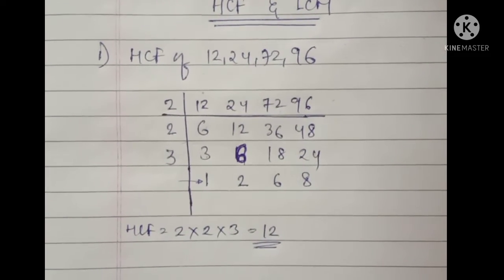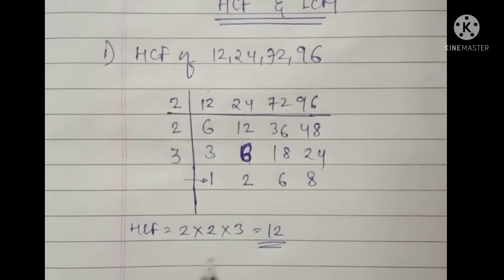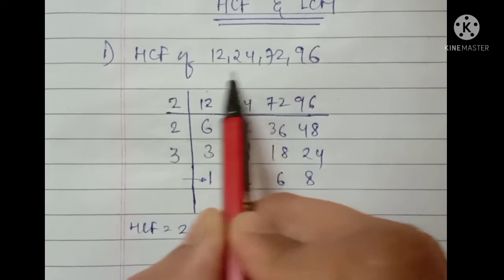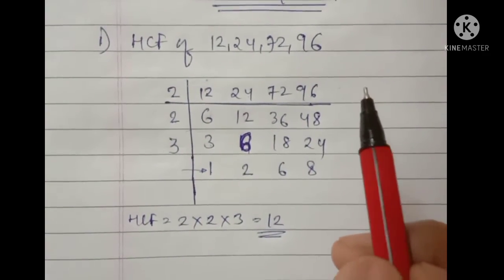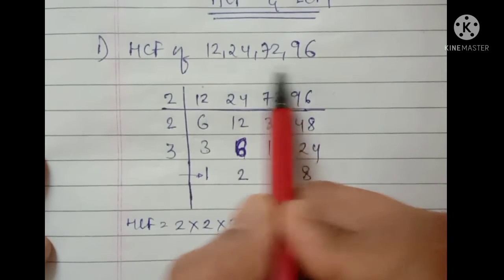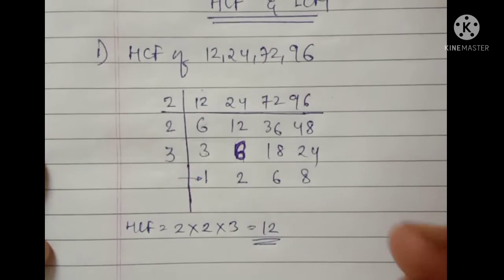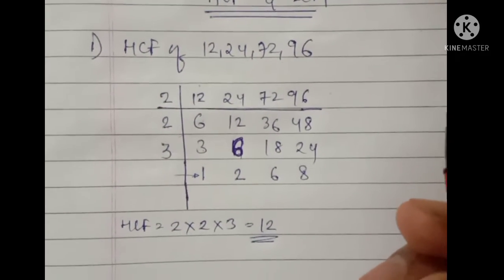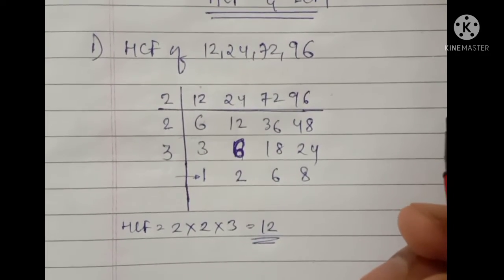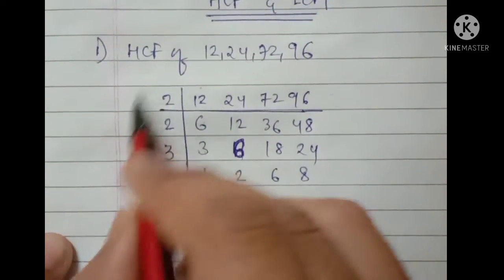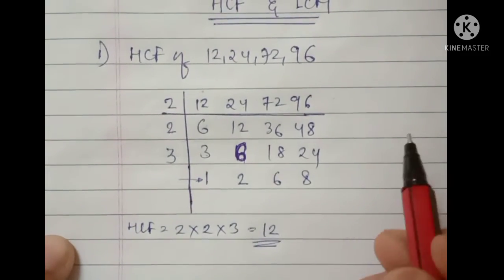Clear? So see what we did. If you practice more, you will directly know what the HCF is, because 12 is a multiple of 24, also 72 and this. Directly you can find it out, but otherwise if you don't know how to find the HCF of these numbers, then you go with the simple method. If you do this fast, it will be done quickly.